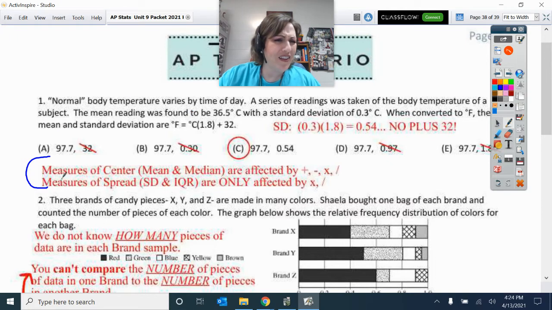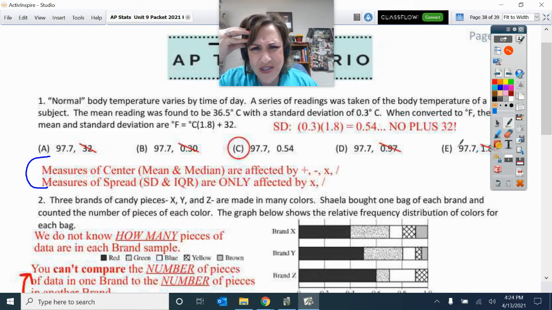So how is this affected? The mean is staying the same. The mean on every single one of these was the same. And you know what? These are not good answer choices, because I'm surprised one of the answer choices is not 32.54. Because the standard deviation is 0.3.